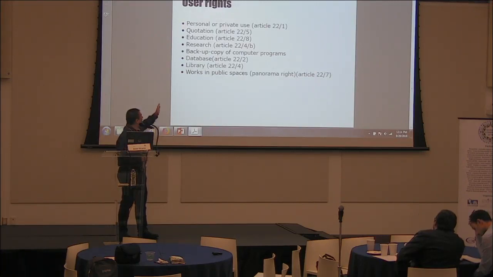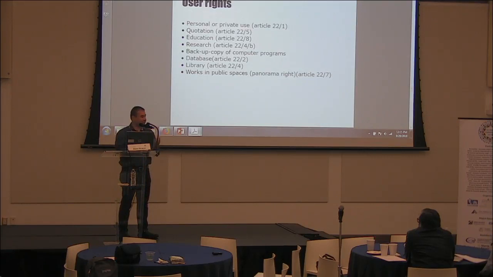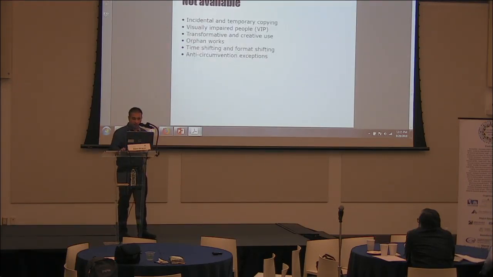And those are the basic limitations and exceptions which are available, which you can see in any different countries as well. Quotation, education, research, backup copy of computer programs, databases, library, very basic. And if you read the Berne Convention, you will see that they're similar to it as well. Not available, for example, is visually impaired access, although they have signed the Marrakesh Treaty, but still they have not made any amendment to their copyright laws.